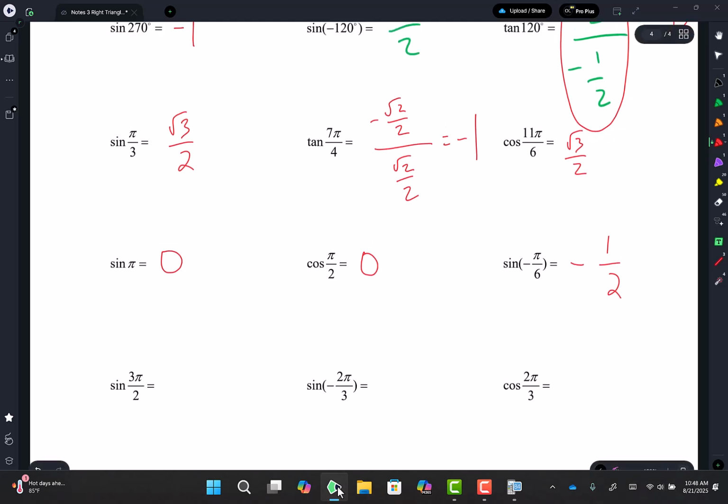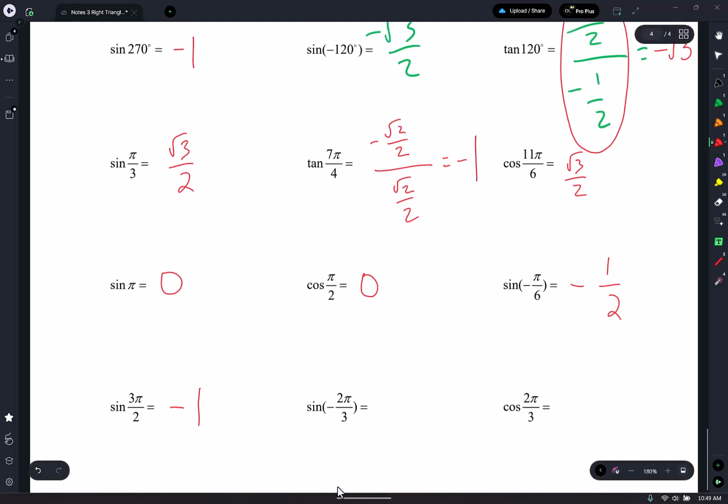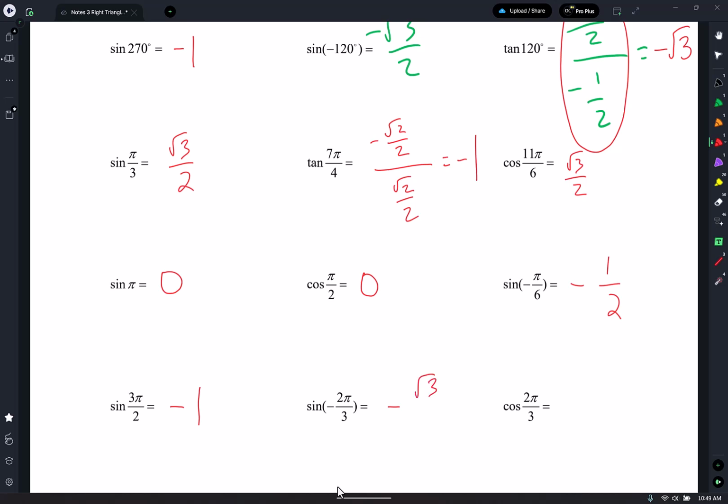Sine of 3 pi over 2. You probably already saw. I just put the same angles. Sine of 3 pi over 2 is negative 1. Sine of negative 2 pi over 3. That's the same as negative 120. Negative square root of 3 over 2. You're in quadrant 3. Cosine of 2 pi over 3.